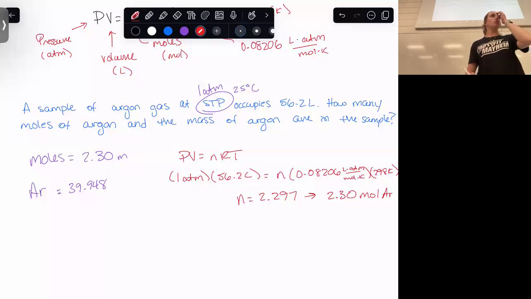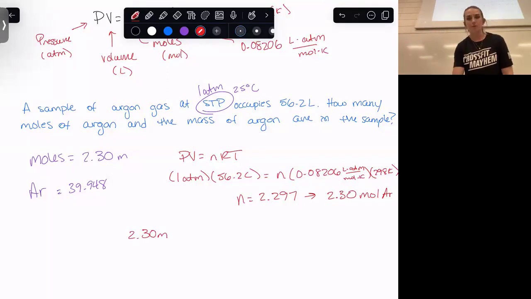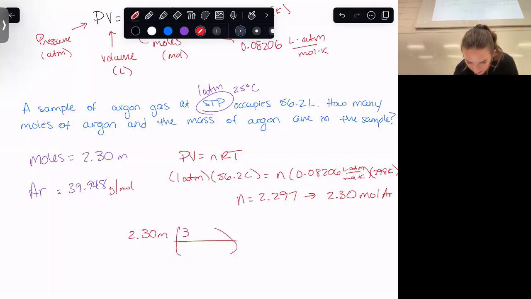Alrighty, so once we're given moles of argon, this is our mole portion of this. 2.30 moles, we know that argon from our periodic table is 39.948. This is going to be grams per mole. So in order to get rid of moles, you're going to take 39.948 grams over 1 mole. And I got 91.8 grams of argon.